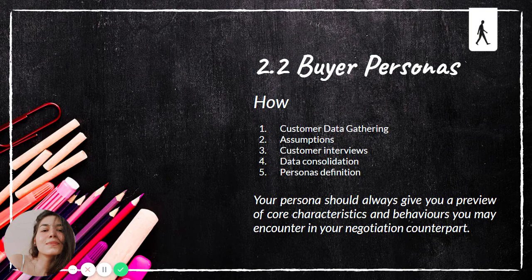Fourth, data consolidation. You get all the data and all the research that you did, and try to discover what your customer goals are. And five, persona definition. Finally you define your persona, and once you have the persona, you can discover the challenges that they are facing, and how you can give them solutions. And when you give them solutions, they will buy your product.